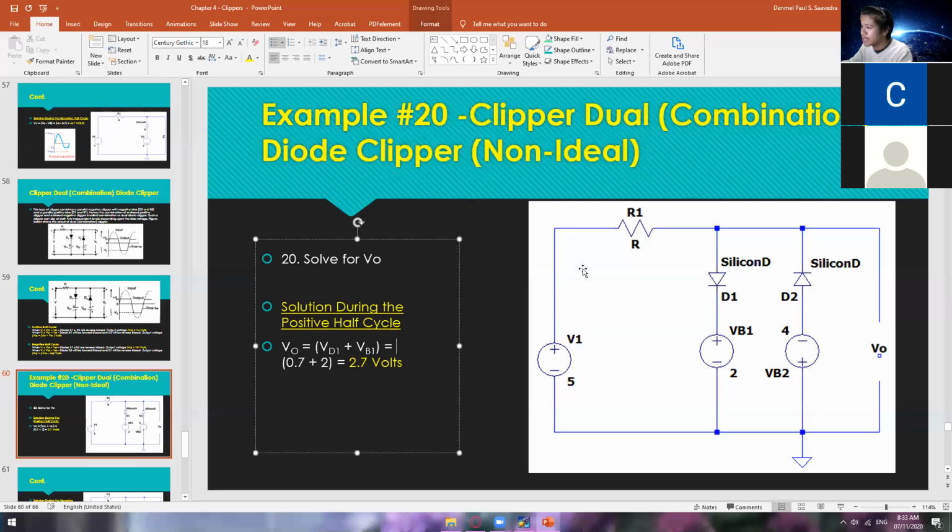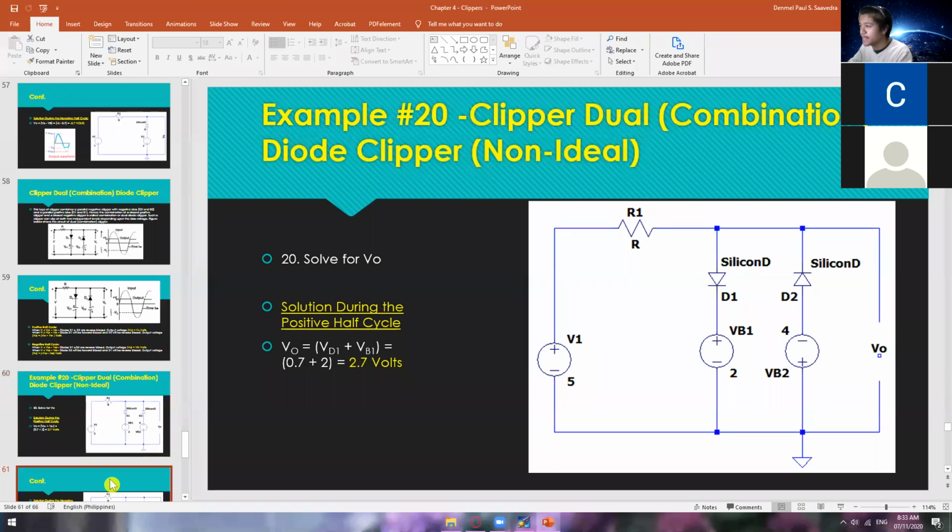Okay, so if we have that kind of scenario, then all we have to consider is the voltage drop of the silicon and then the bias voltage itself. So as you can see, we have positive and then positive. So that is why we have this one, positive 2 plus 0.7, which is 2.7 volts, right?